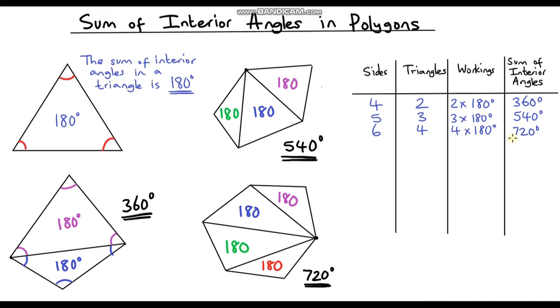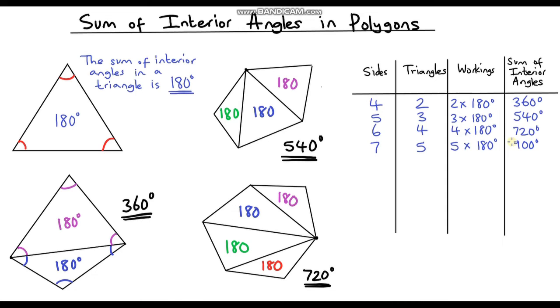Now, if we're moving on to the next shape up, if we just follow the pattern, we'll be looking at a 7-sided shape, which is a heptagon. I'm not going to draw it out, but how many triangles do you think we can make from a heptagon? Well, if we follow the pattern, we're just going up by 1 each time. So there's going to be 5 triangles. To calculate the sum of the interior angles, we're going to do 5 times 180 degrees. And I think I can do that without a calculator. Well, that gives us 900 degrees.